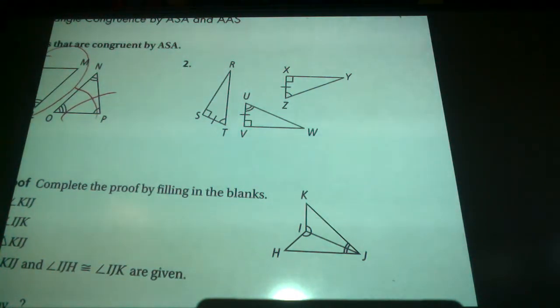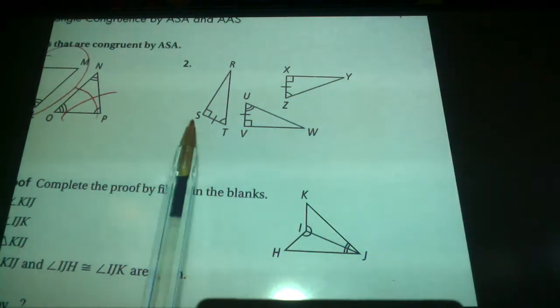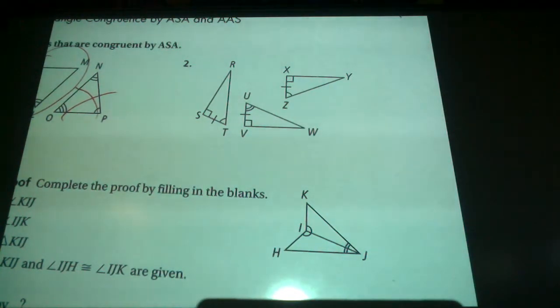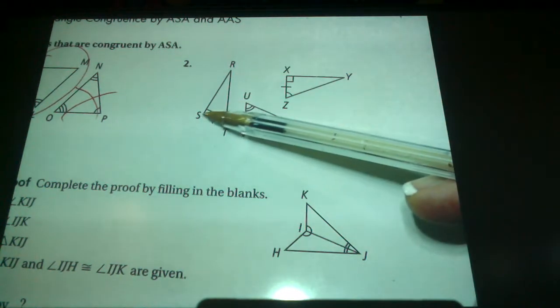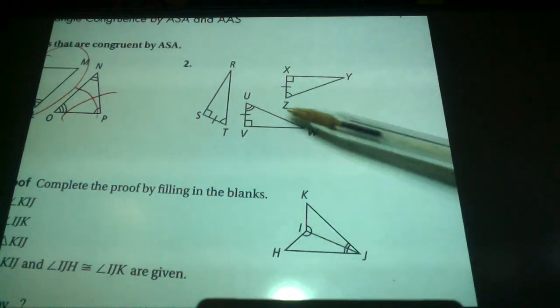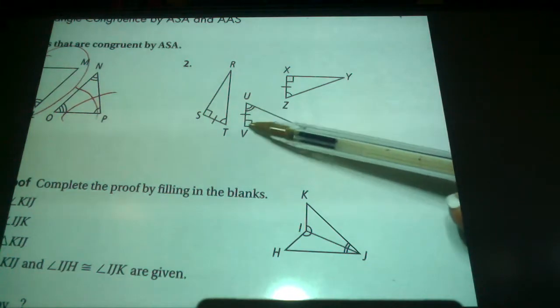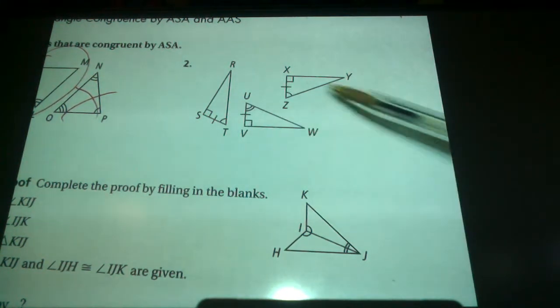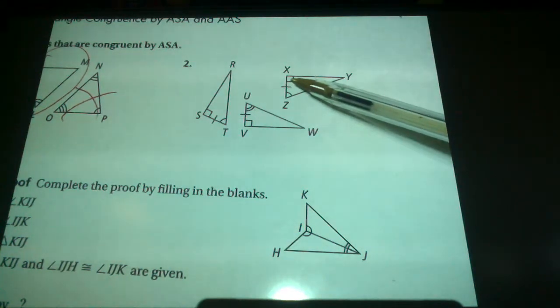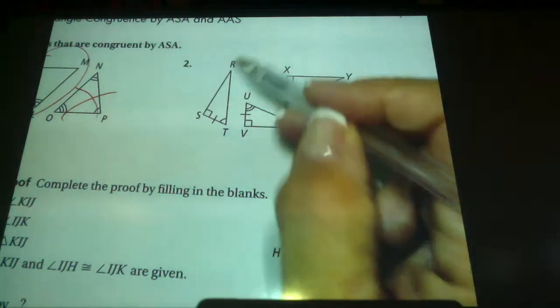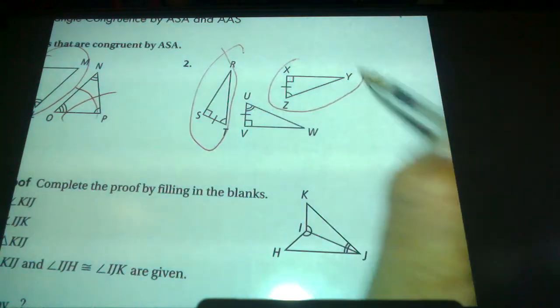Yeah, they all have ASA, right? Every single one of these is ASA. They all have an included side, but this one's in between the right angle and a single arc mark. This one's in between a double arc mark and the right angle, so they are not the same ASAs. This one's between the right angle and the single, so it's got to be this one and this one.